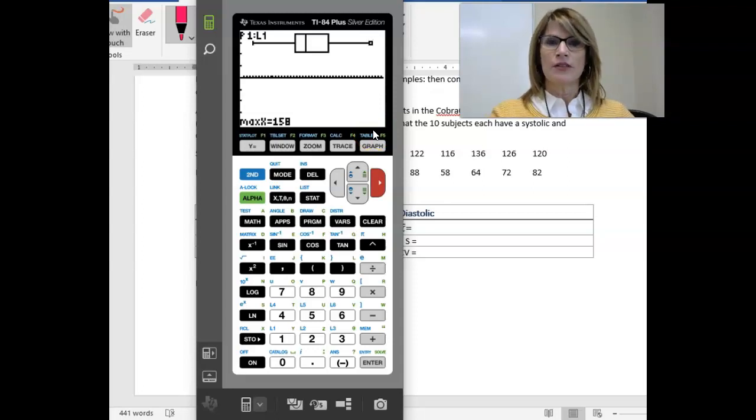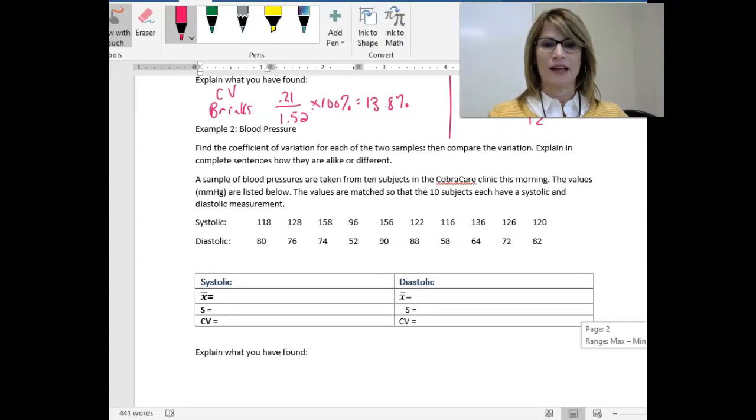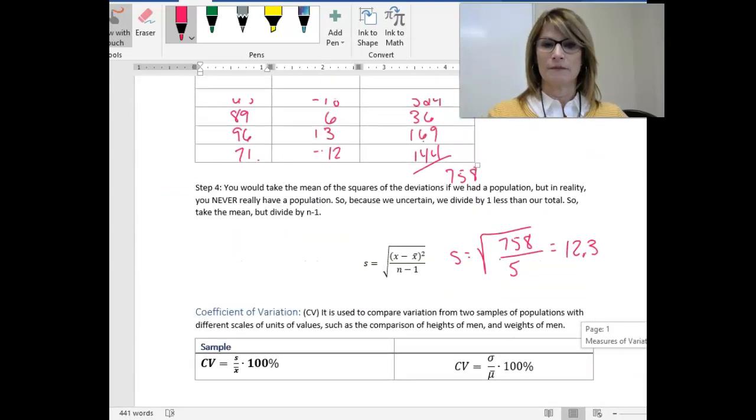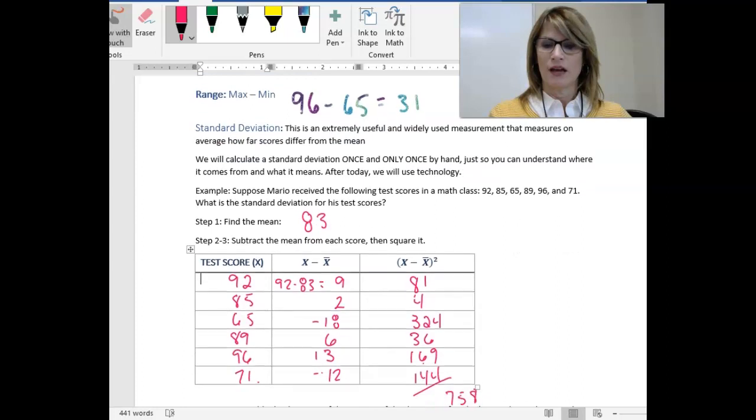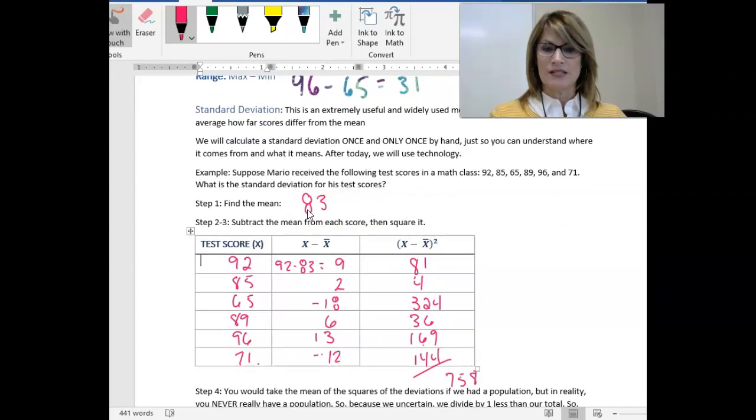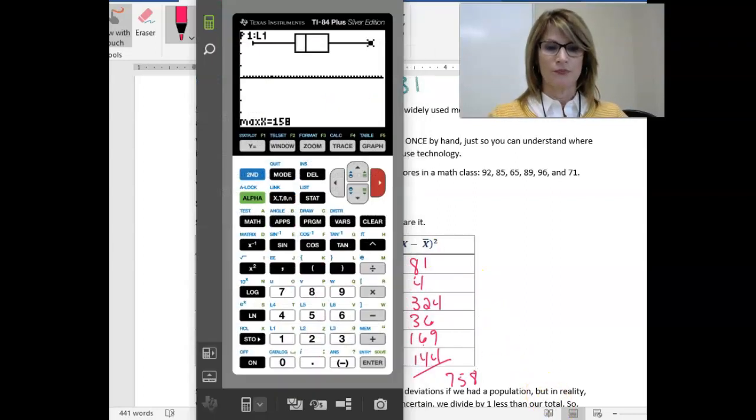Okay. Only other thing that we covered in class today was determining how many deviations above or below the mean a score might be. Okay. So going back and looking at Mario's test scores. Okay. We know the mean of his test score. Okay, what if someone made 100 on the test, or maybe they made 50 on the test? Would that be unusually high or unusually low?